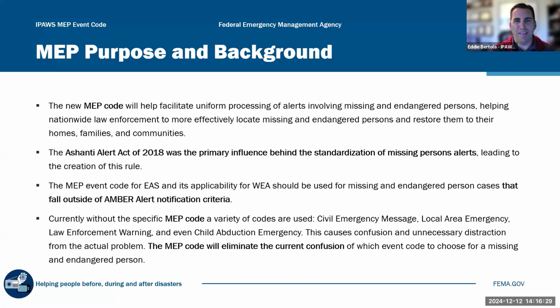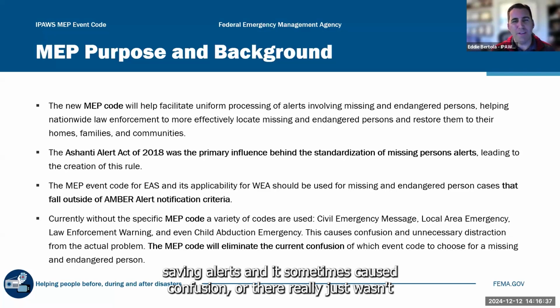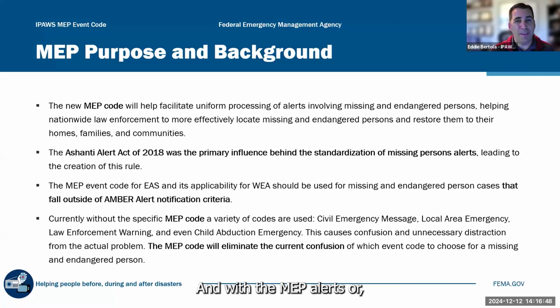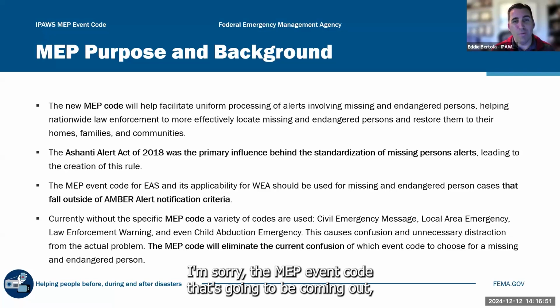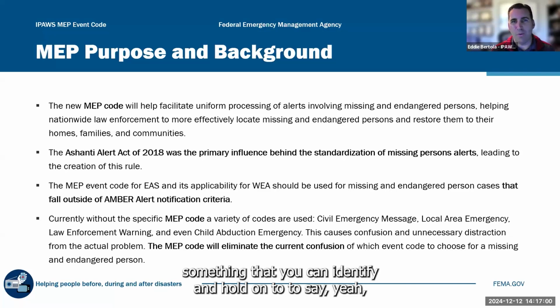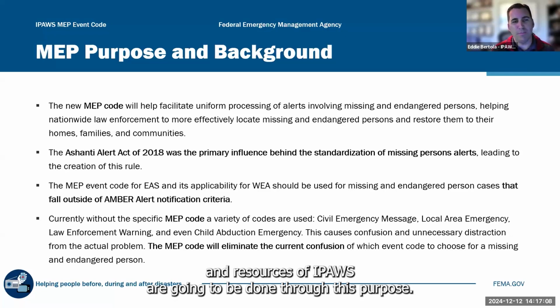What we have seen is that people were using different event codes to try and push out life-saving alerts, and it sometimes caused confusion, or there really just wasn't a specific bucket to place all of these types of alerts in. With the MEP event code that's going to be coming out, which Mei is going to talk about, you are going to see a specific location, something that you can identify and hold on to and say, yep, these types of alerts that we are working on, how we're leveraging the tools and resources of IPAWS, are going to be done through this purpose.